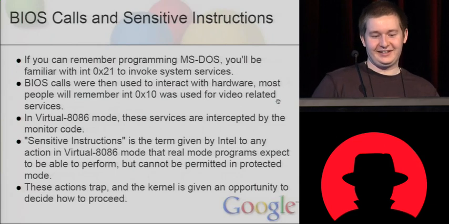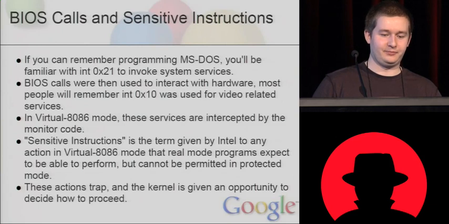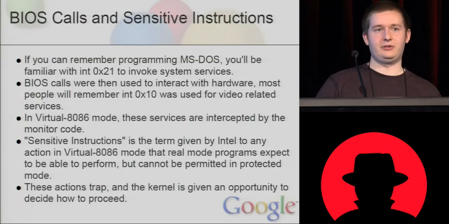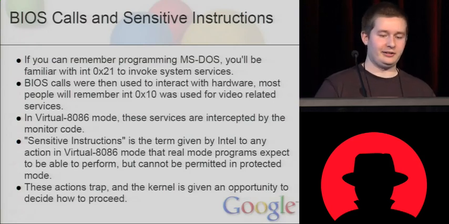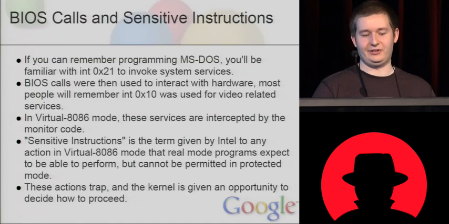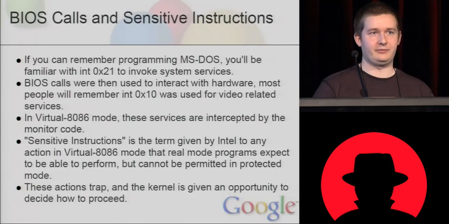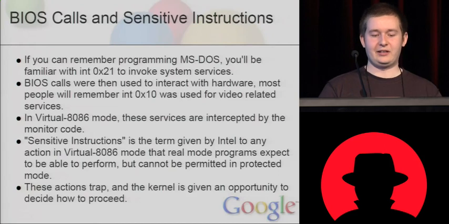So this is a recap of some of the features that we needed to exploit this. If you can remember MS-DOS programming, you'll be familiar with int 21h, which is used to invoke system services. But if you wanted to make a BIOS call to interact with the hardware, then you needed to call other interrupt handlers. Most people remember int 10h because it was used for things like the demo scene. That one's quite famous. But obviously, you can't allow a protected mode task to interact with hardware this way. So in virtual 8086 mode, these services are intercepted by the monitor.